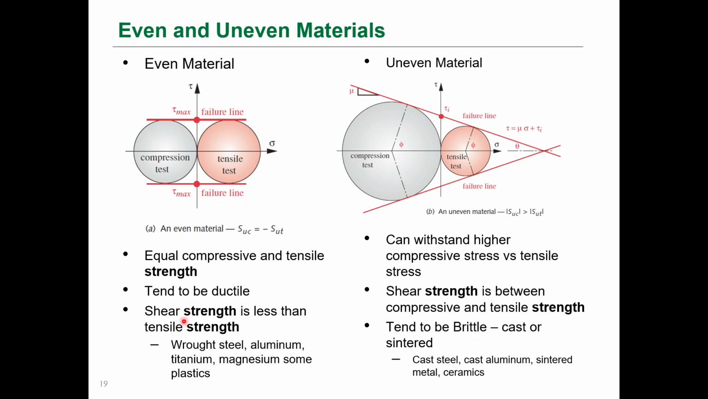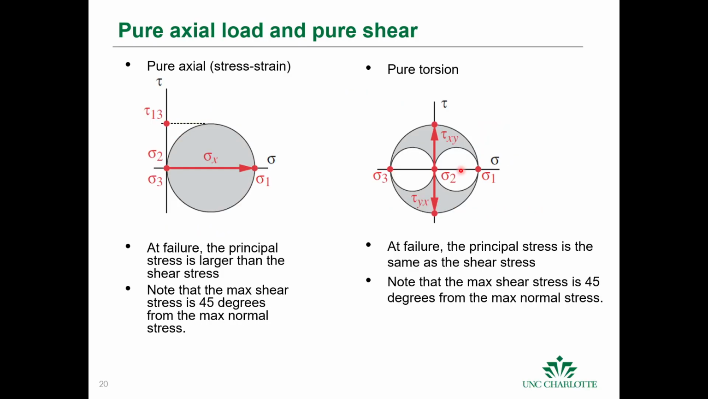Okay, so the shear strength for ductile materials is usually less than the tensile strength that's shown here, compared to uneven materials where the shear strength is between the compressive and tensile strength. Okay, so it's kind of in between here. So these materials tend to be brittle, such as cast steel, aluminum, cinders, metals, and ceramics.